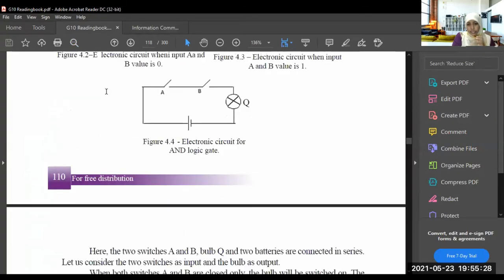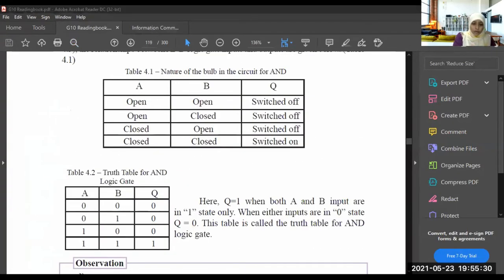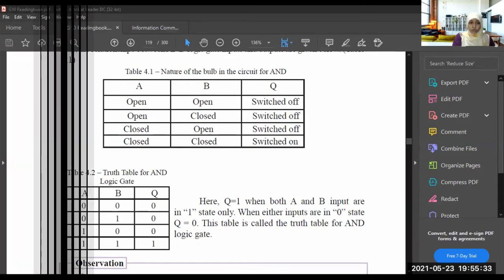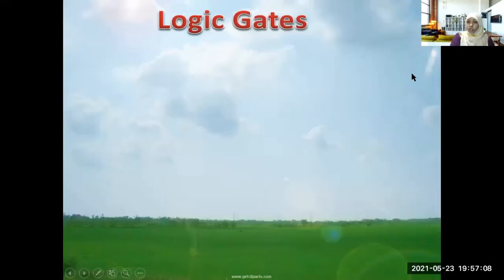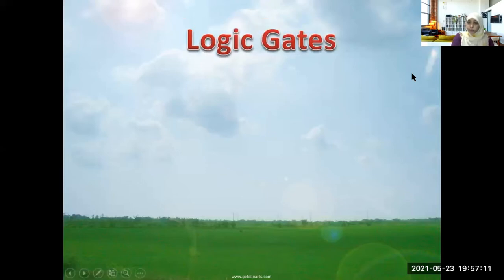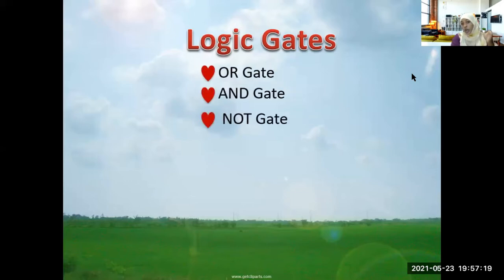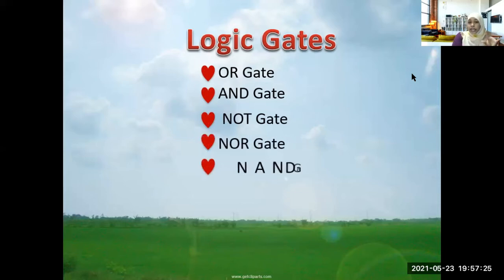Rather than explaining it in this book, I would like to go to a presentation slide and explain it to you. As I told you, logic gates are 2 types. One is basic logic gates, another one is combinational logic gates. OR gate, AND gate, NOT gate are the basic 3 logic gates. NOR gate and NAND gate are the 2 combinational logic gates. There are other combinational logic gates also, but in your syllabus, we are going to learn about these 5 logic gates only.